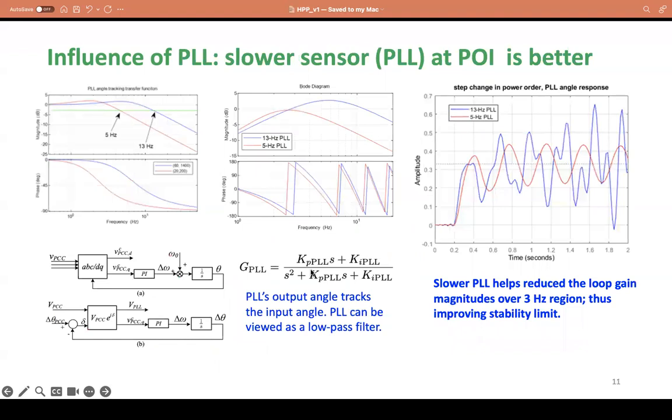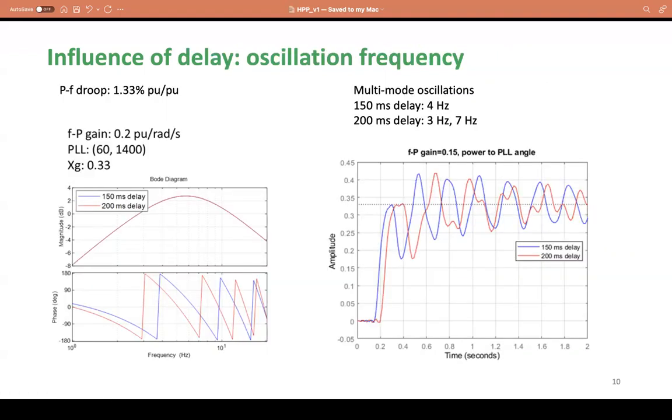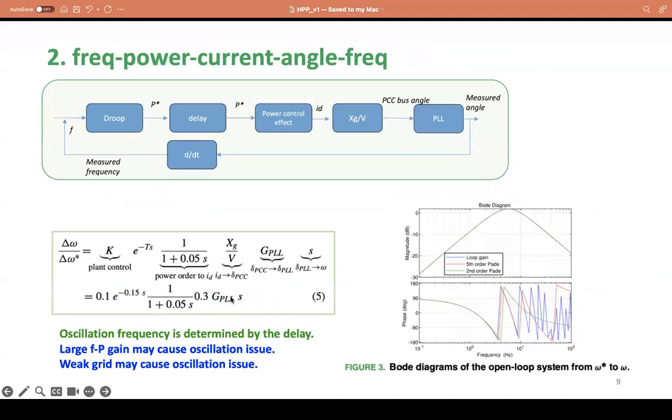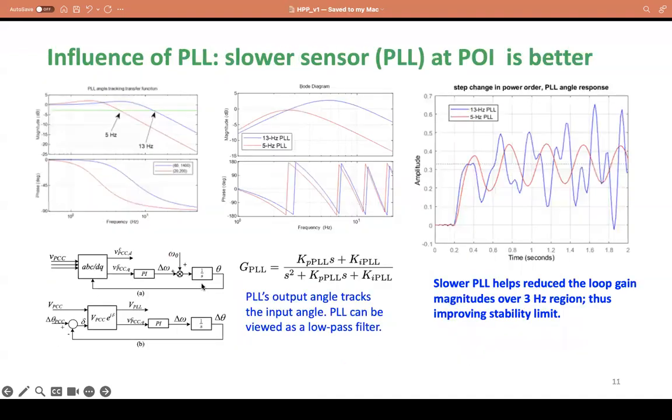All right, so again, looking at the loop gain, there's the GFL, because there's a PLL. So PLL matters. A slower PLL, for example, is better. Why? Because you can see that we compare 2 PLLs, one is 13 hertz, one is 5 hertz. That's the GPLL, closed loop, like the PLL angle tracking another angle. It's a low pass filter, but you can see that the 13 hertz has much faster responses.